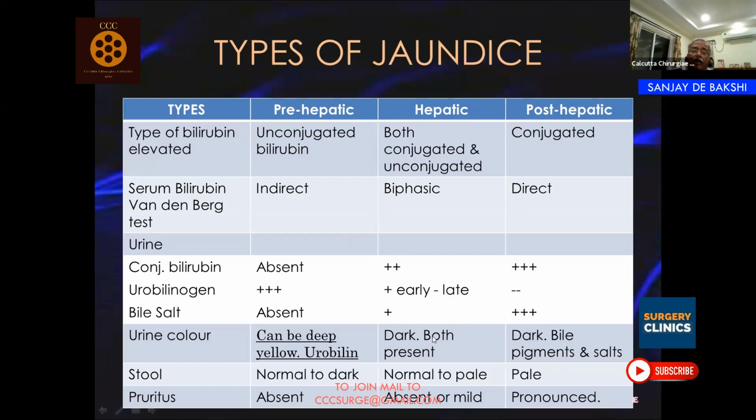So urine color is dark because both are present. Stool is normal to dark, normal to pale in hepatic, depending on which phase the hepatitis is in. And in a post-hepatic it is pale.